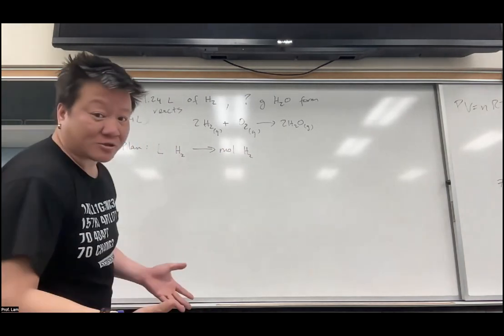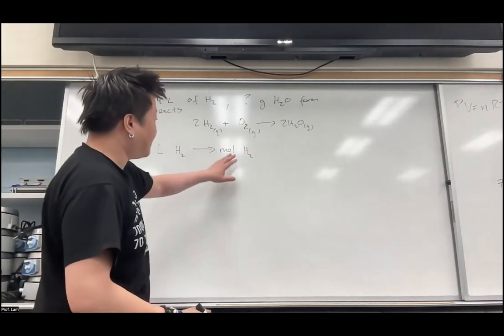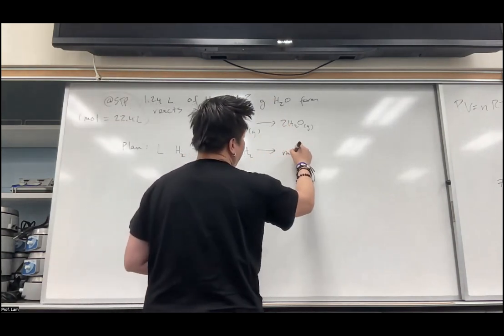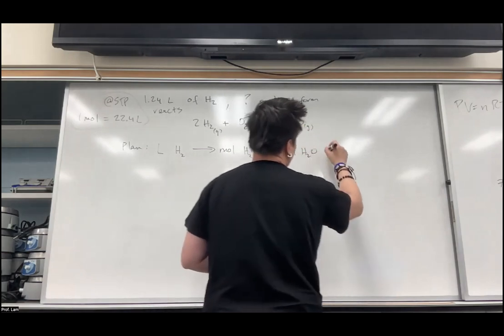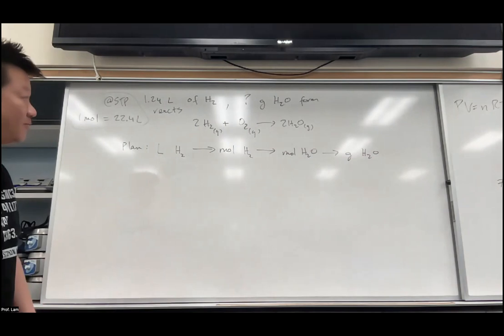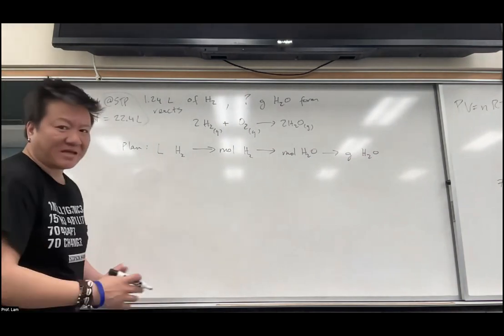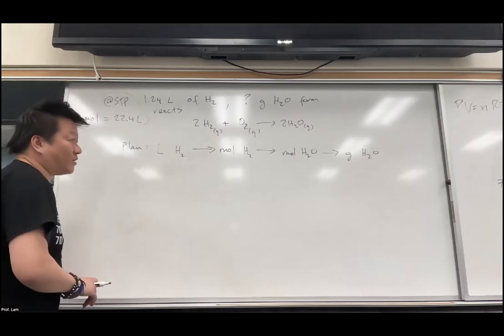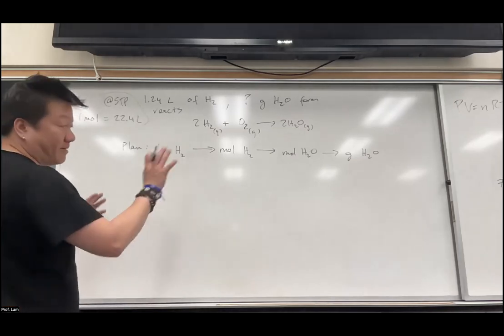And then it's a stoich problem, so mole A to mole B. This is mole A. Which one's mole B? Moles of H2O, and it wants grams of H2O. So the mechanics are almost identical to what you've been doing in stoichiometry, using the mole ratio.